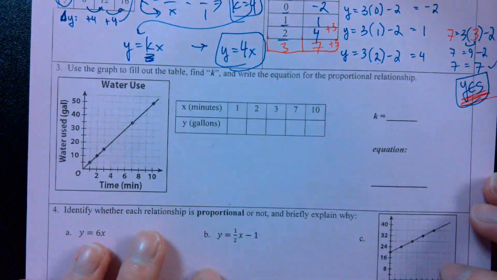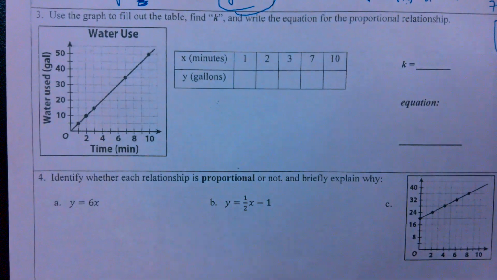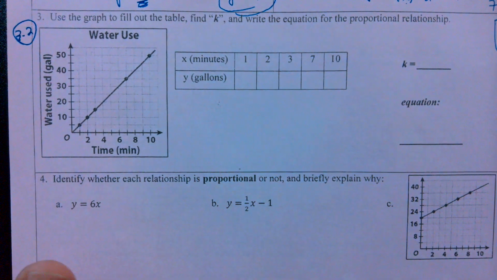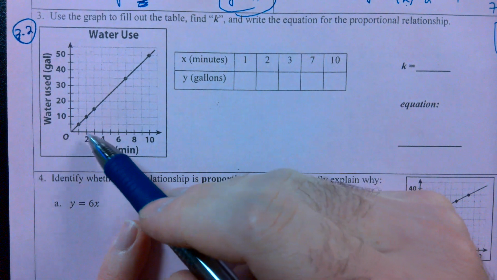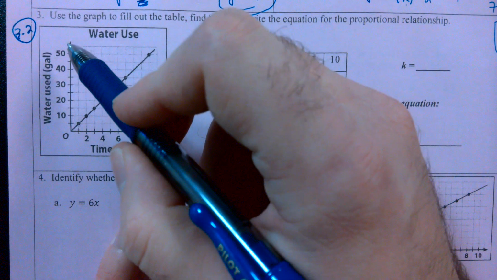Moving on to number 3. A lot to take a look at here on number 3. This would be 3.2 in our notebook, graphs of proportional relationships. So we're talking about water use. My x-axis is my time in minutes. My y-axis is the gallons of water that I've used.